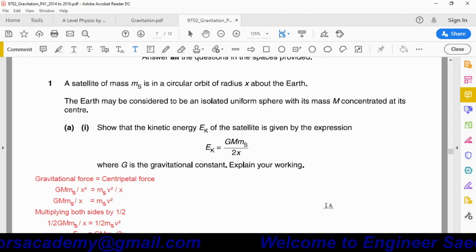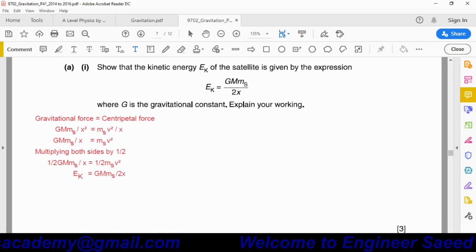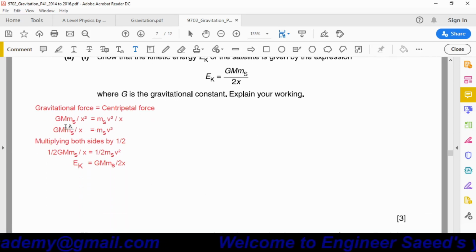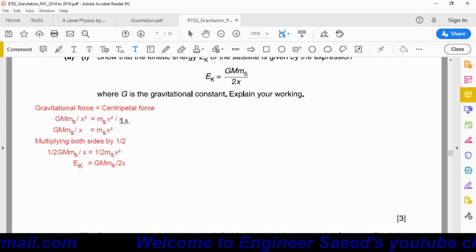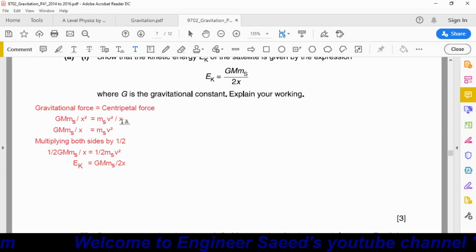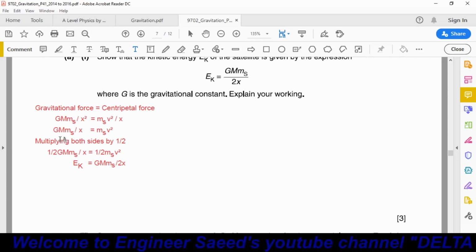Okay, just a small arrangement here. I have taken this x on the other side. It is in the denominator here. When we take this x on the other side, it will become numerator, and one x will be cancelled out by this x, and we will get G capital M small ms x is equal to ms v square.